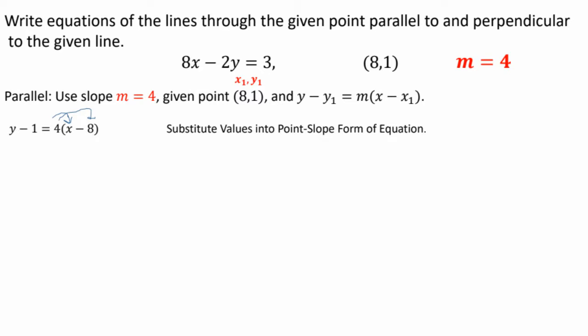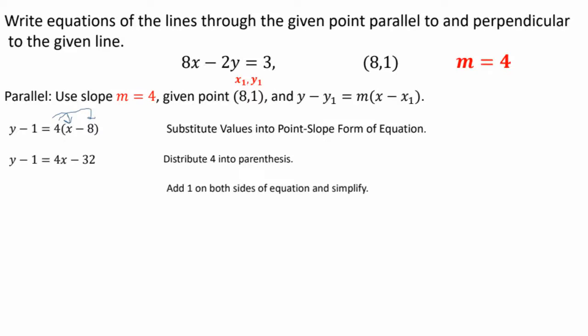Go ahead and simplify and distribute my 4. So 4 times x is 4x, 4 times negative 8 is negative 32. Add 1 on both sides and I get y = 4x - 31. So this equation has the same slope as the given equation, which has a slope of 4, but a different y-intercept. So this is the answer for the parallel equation.